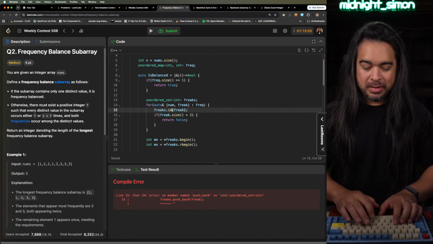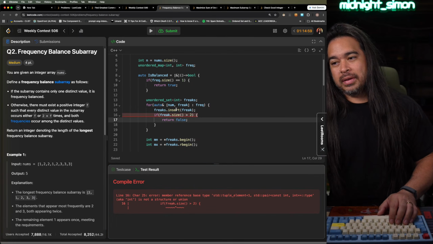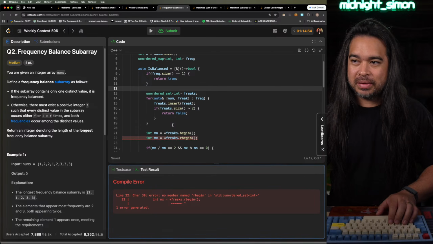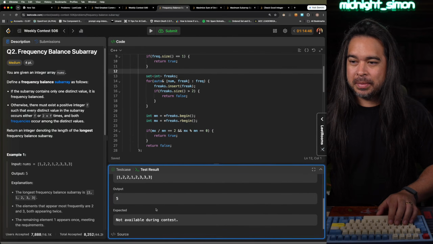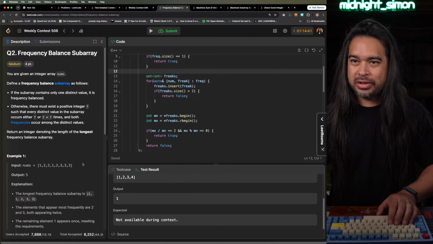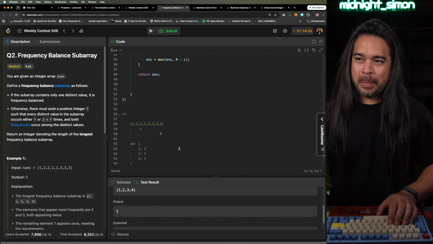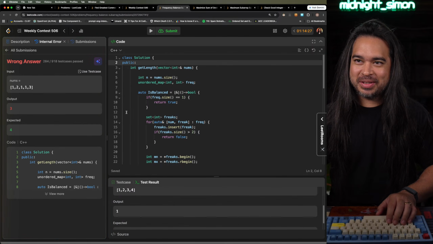Freaks. Inserts. Freaks on size. Alright. Typos, man. Unordered. Let's make it ordered. Ooh, 5, 4, 1. Should I send it? I'll send it. I'm like 70% certain it's wrong.